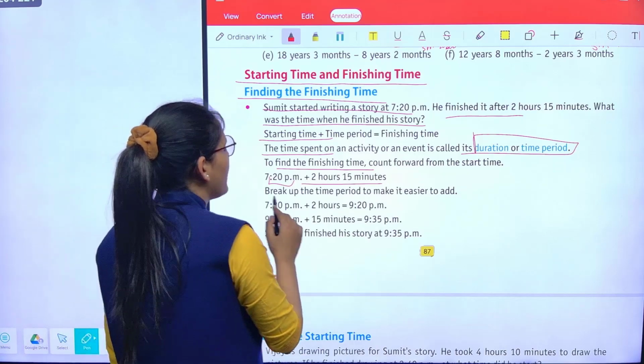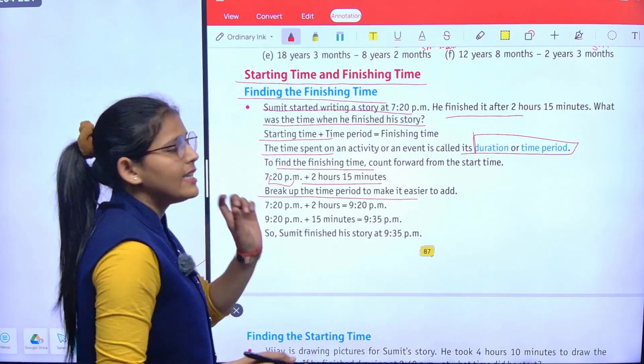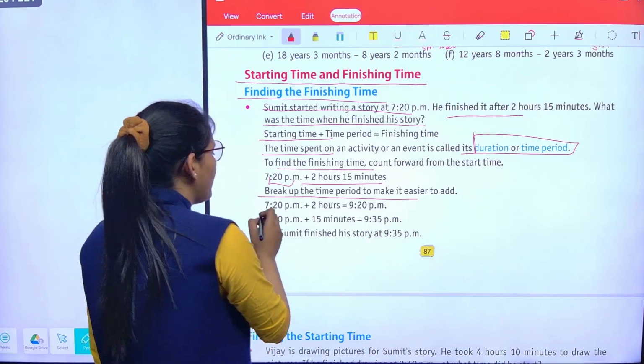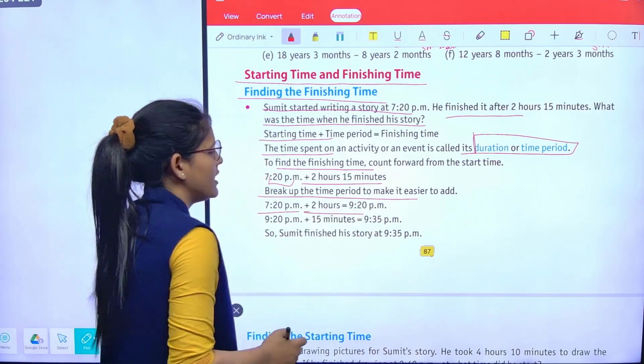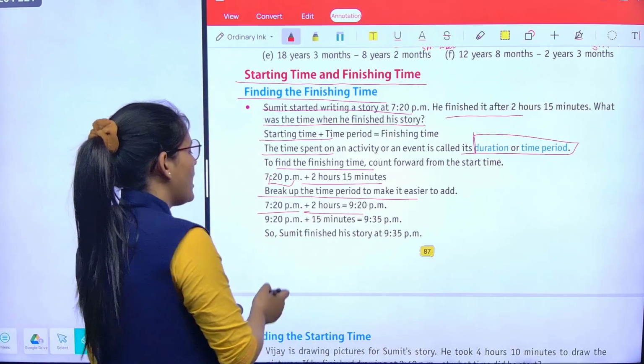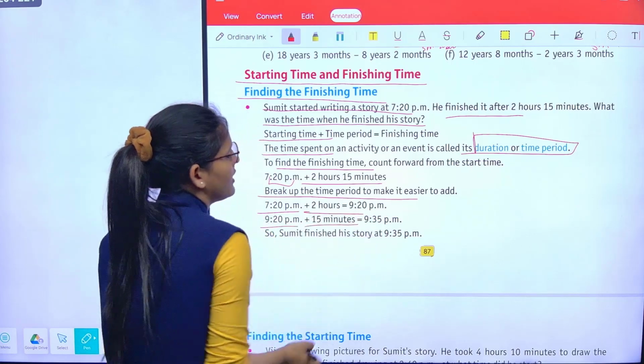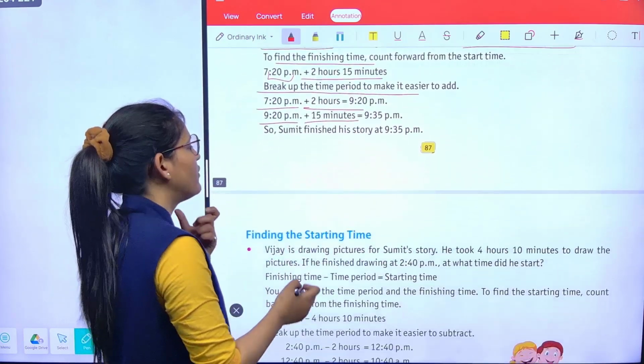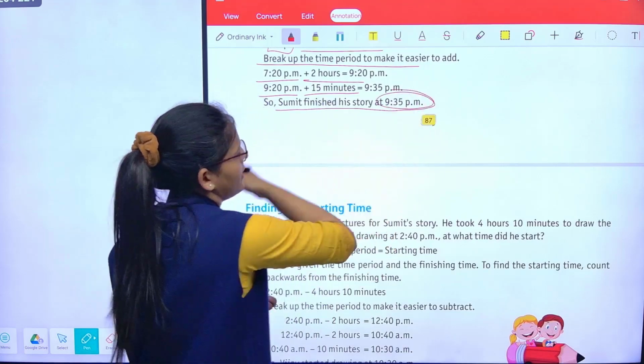Now class, break up time period to make it easier to add. 7:20 p.m., 2 hours is equal to 9:20 p.m. Now 9:20 p.m. plus 15 minutes, that is 9:35 p.m. So Sumit finished his story at 9:35 p.m.